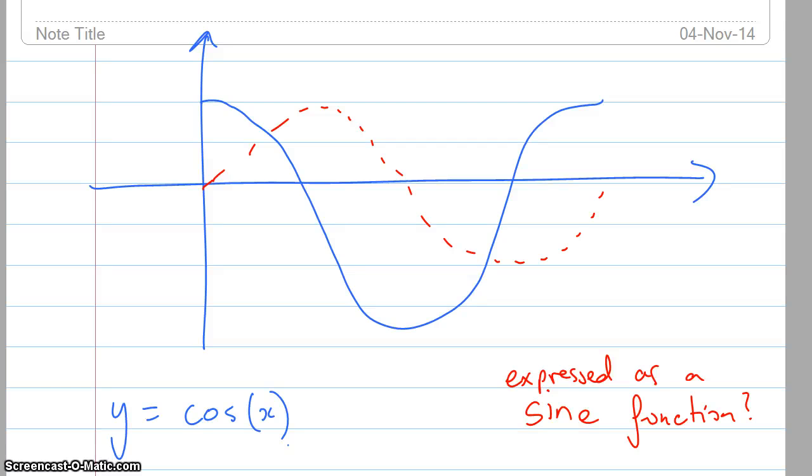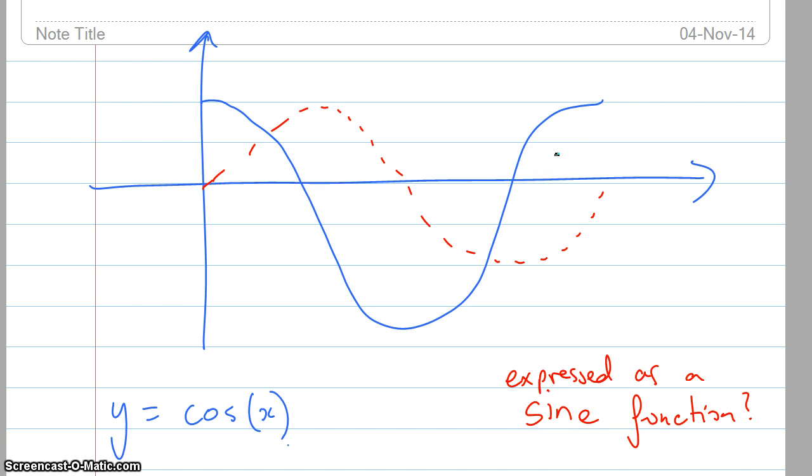G'day, in this video I'm going to show you how to express a cos function as a sine function and vice versa, how to express a sine function as a cos function. So I guess we're just changing, like the graph will stay the same, but we're just going to change the description of them. So I'm going to start with cos x, which is this line here that I've drawn, not very well, but it is drawn.